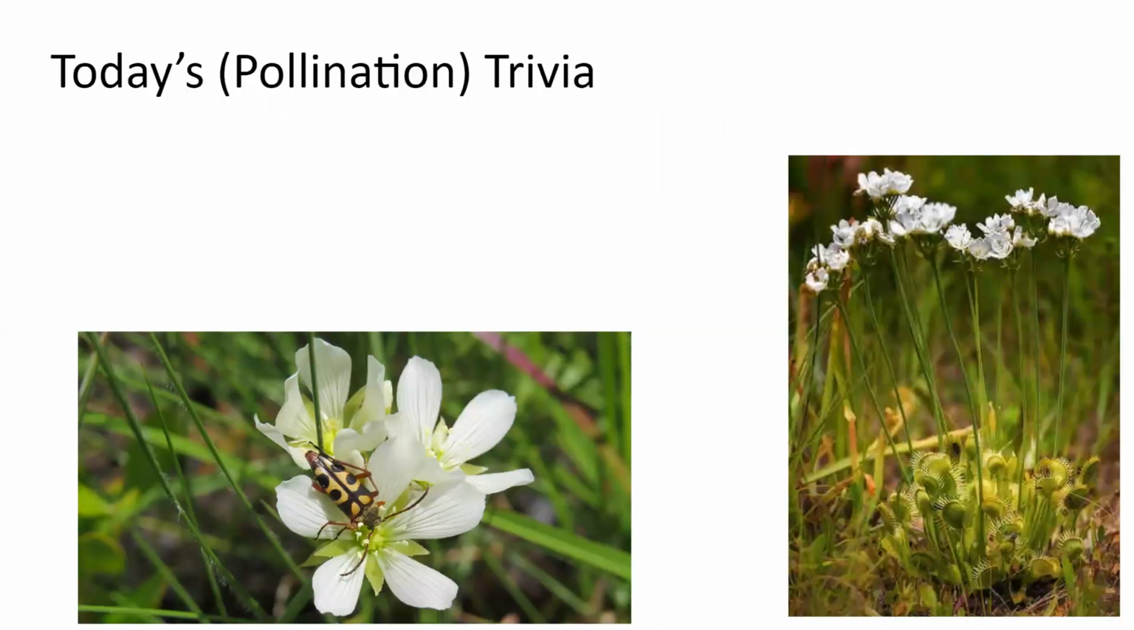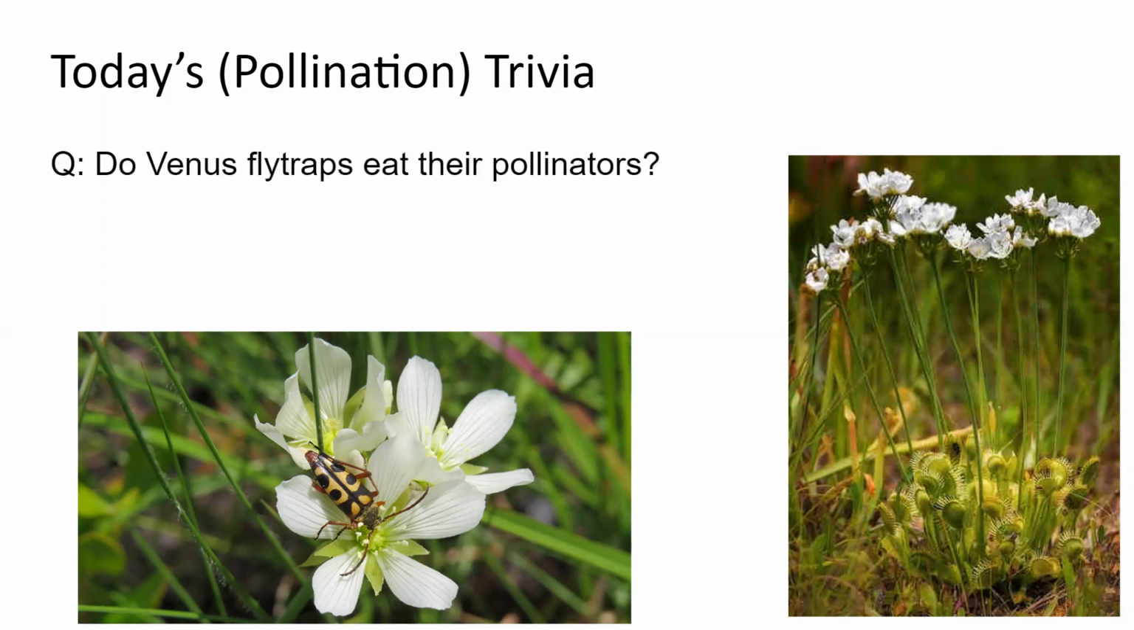So I want to wrap up with one more example. This is a little bit of trivia, but I think it's really interesting. The question: do Venus flytraps eat their pollinators? This is an example of a really unique plant, a carnivorous plant, not a tree, that grows in a 70-mile radius around Wilmington, North Carolina. It's the only place in the world where Venus flytraps are found.